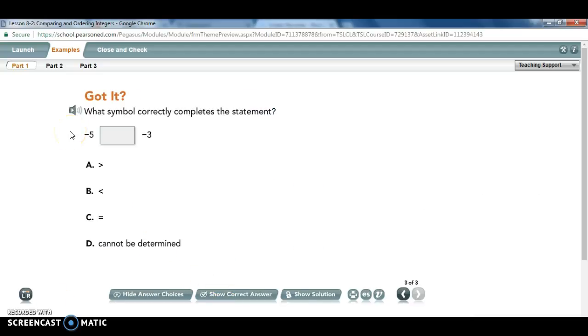Part 1 got it problem. What symbol correctly completes the statement? B, our less than sign. -5 is less than -3 because -3 is to the right of -5 on a number line if I drew one out. If you need to draw out a number line, feel free to do so. It really will help you.